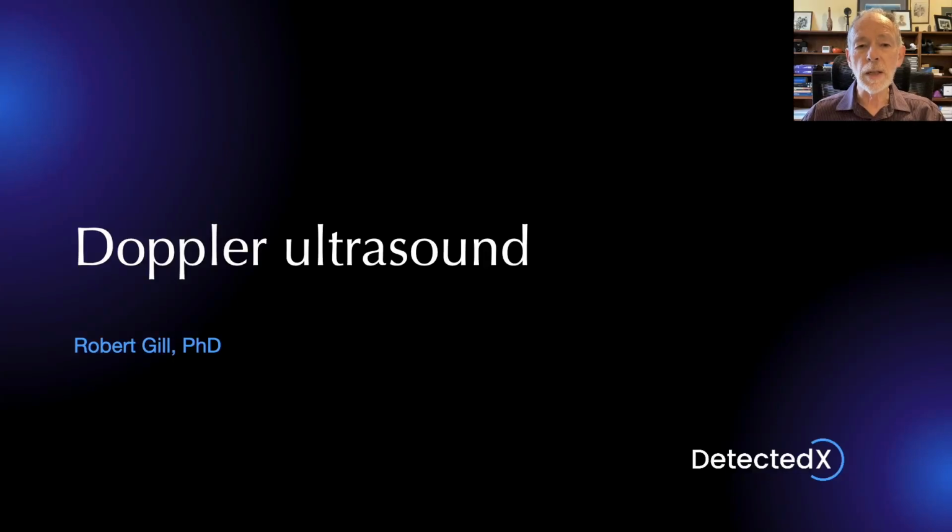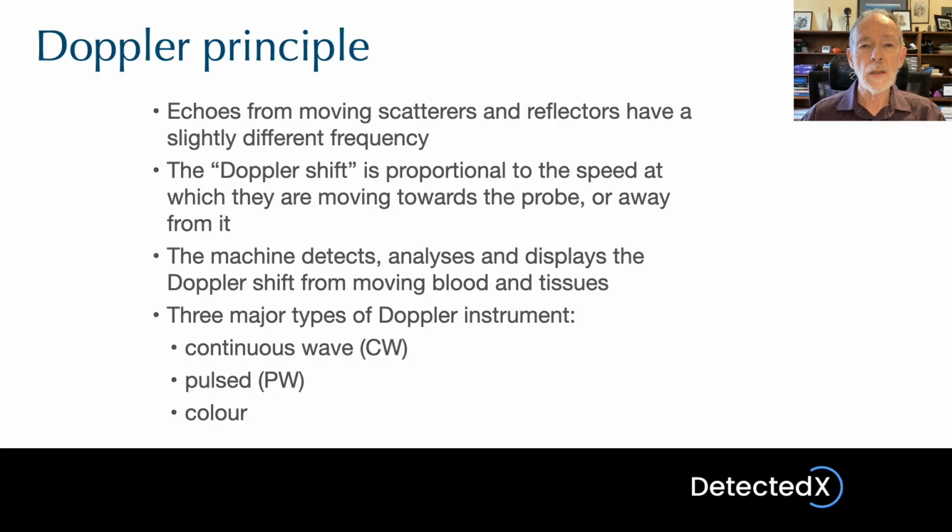Now we're going to look at Doppler ultrasound. The Doppler effect occurs whenever echoes come from moving targets. They may be scatterers or they may be reflectors. And we may be talking about moving blood or moving tissues.